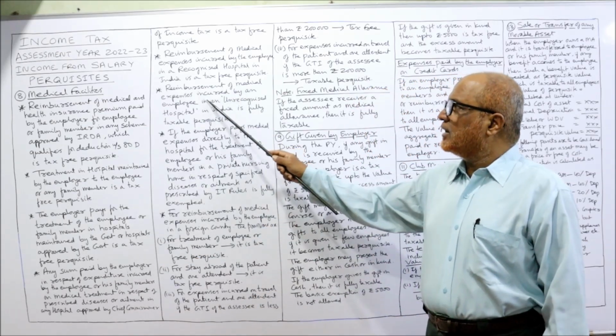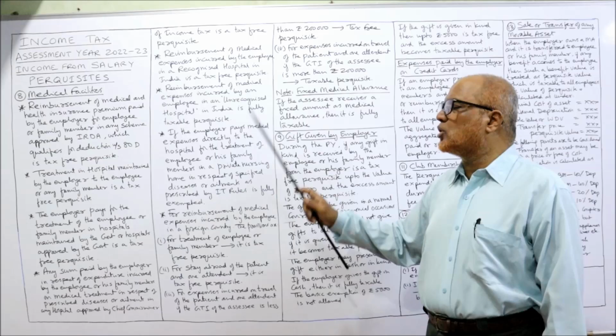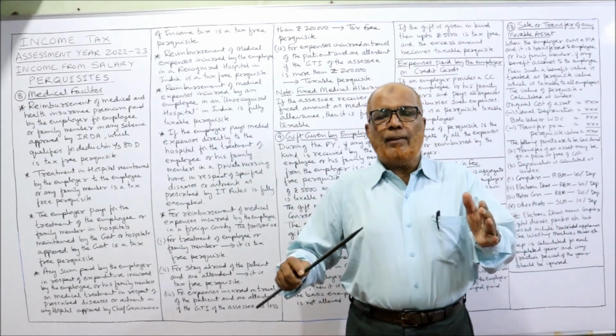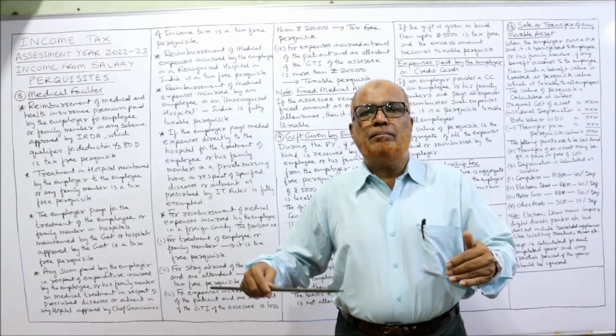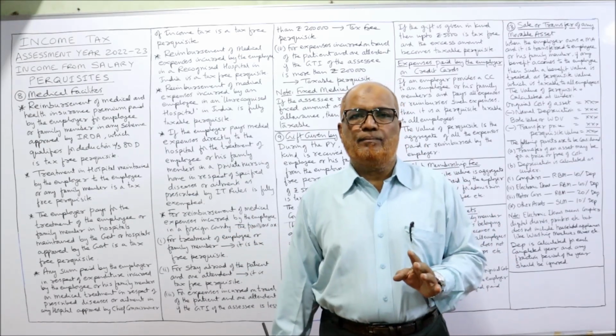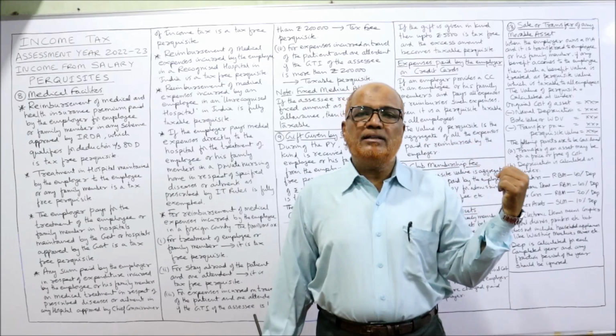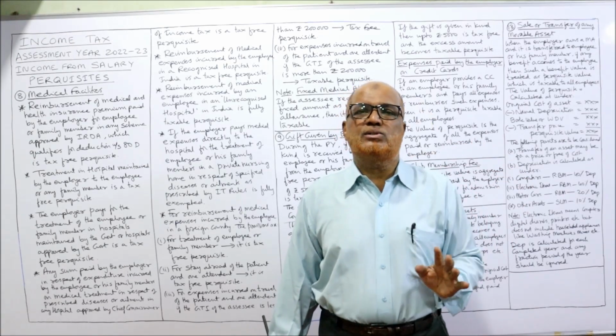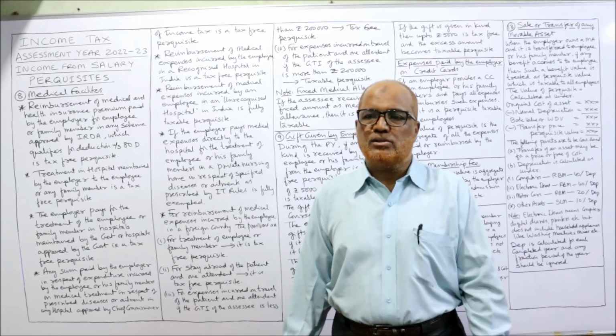And reimbursement of medical expense incurred by an employee in an unrecognized hospital is a fully taxable perquisite. If an employee is getting medical treatment in an unrecognized hospital and the amount is paid by the employer, then it is a taxable perquisite in the hands of all employees.